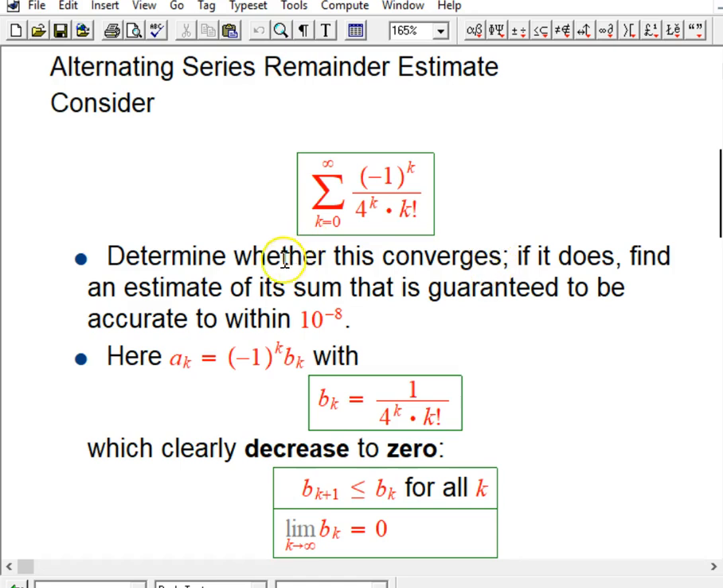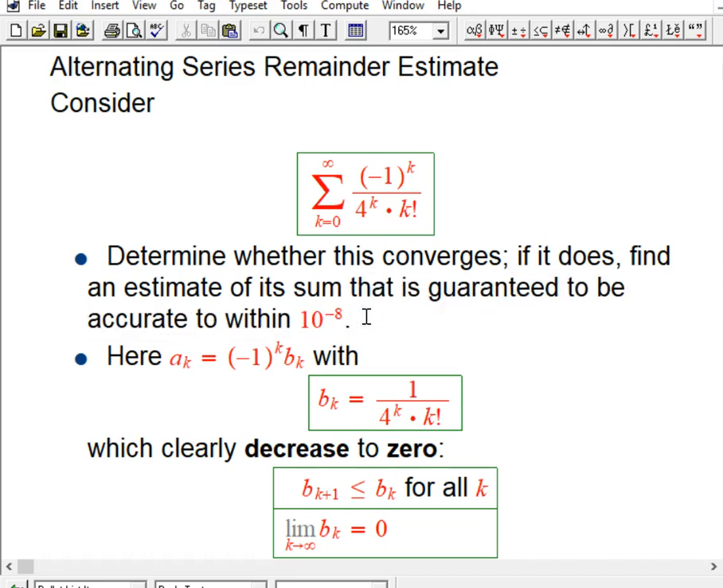If it does converge, we'd like to find an estimate of its sum. And whenever we estimate something, mathematically it's nice to have a precise, guaranteed idea of how accurate that estimate is. And here the instruction is to find an estimate of its sum that's guaranteed to be accurate to within 10 to the minus 8.